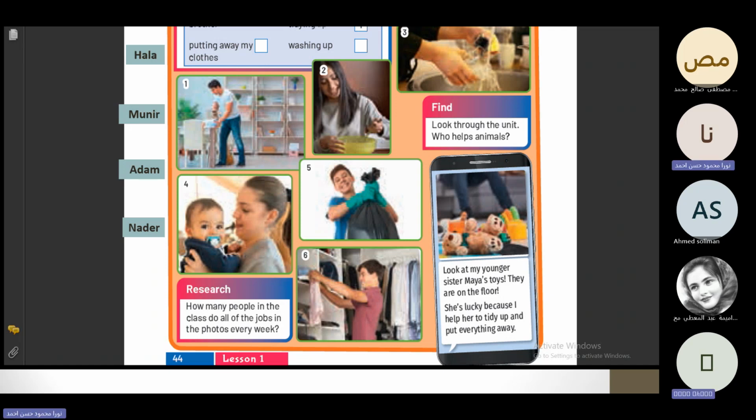So, what are the jobs that Adam does? Yes, the most difficult job in the world is taking out the rubbish. Yeah? So this is photo number 5. So we match Adam with 5. Okay, what about the last one? Let's listen to Nader.